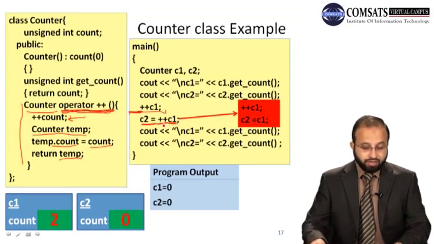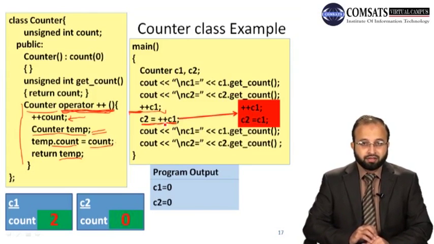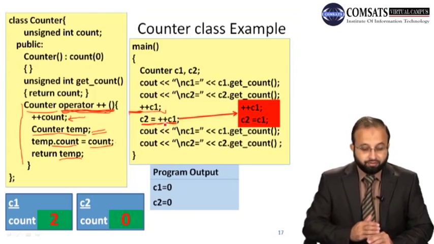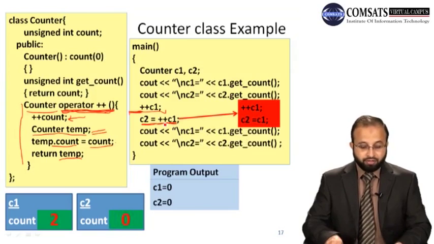Then it creates a temp object here. Once the temp object is created, it will assign C1's count value to temp's count, and then it returns the temp. Now the statement here becomes C2 is equal to temp basically, right? So this operator plus plus function returns an object of count class. Now you are assigning the value of temp object to C2. So the value of C2's private data member count will also become 2, right?